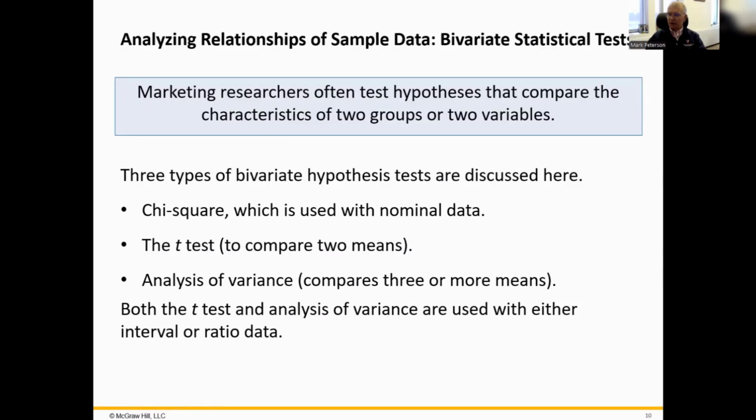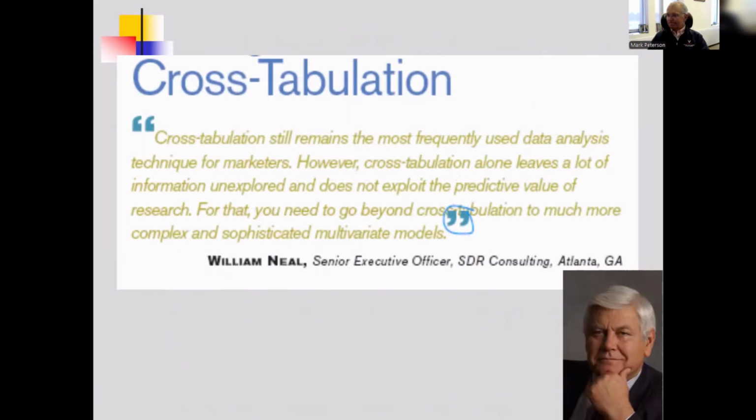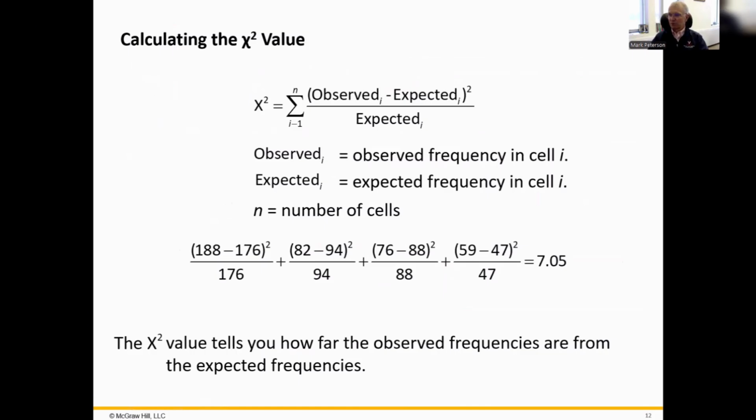There's the t-test where you have a dependent variable. It might be this satisfaction variable, but you look at two groups, and it might be those that live in cities, those that live in rural areas, and you'd see if there's a difference in satisfaction for your brand across those two groups of customers. Bill Neal, Lifetime Achievement Award winner from the American Marketing Association and founder of SDR Incorporated in Atlanta, says cross-tabulation still remains the most frequently used data analysis technique for marketers. There's more to use than crosstabs, though, and then Bill spells that out.